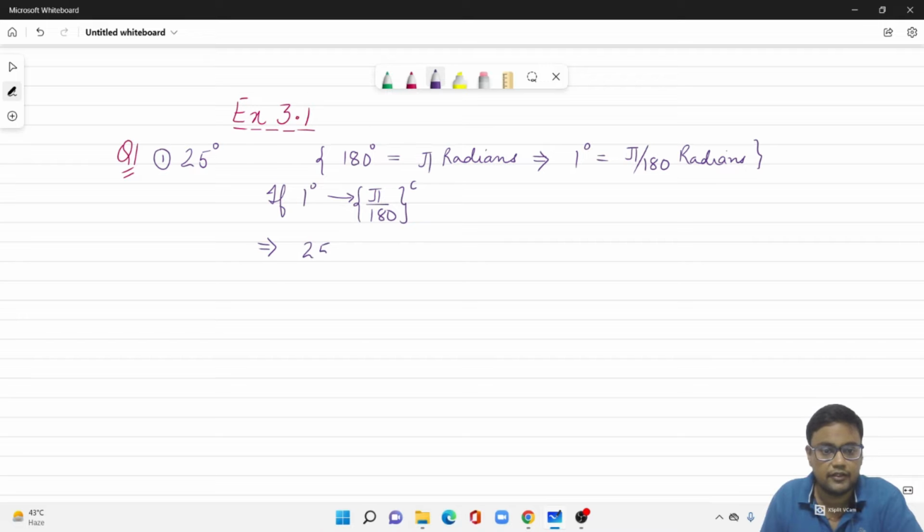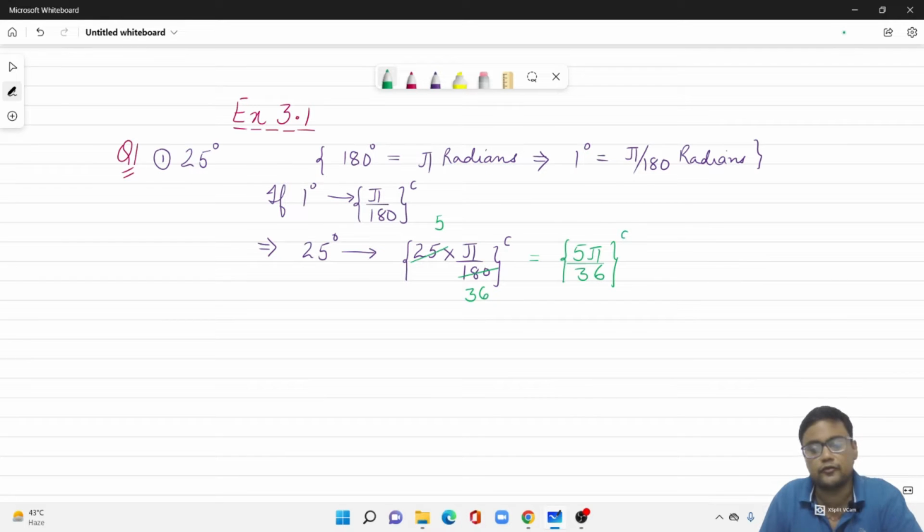So 25 degrees constitutes how many? Just nothing but cross multiplication. So 25 into pi over 180 radians. Now you can cancel out some factors. 5 5s are 25, 5 3s are 15, remainder is 3, and 5 6s are 30. So the final answer is 5 pi by 36 radians. You may use this symbol or you may not use this symbol. Anything is possible and both of the ways are correct.